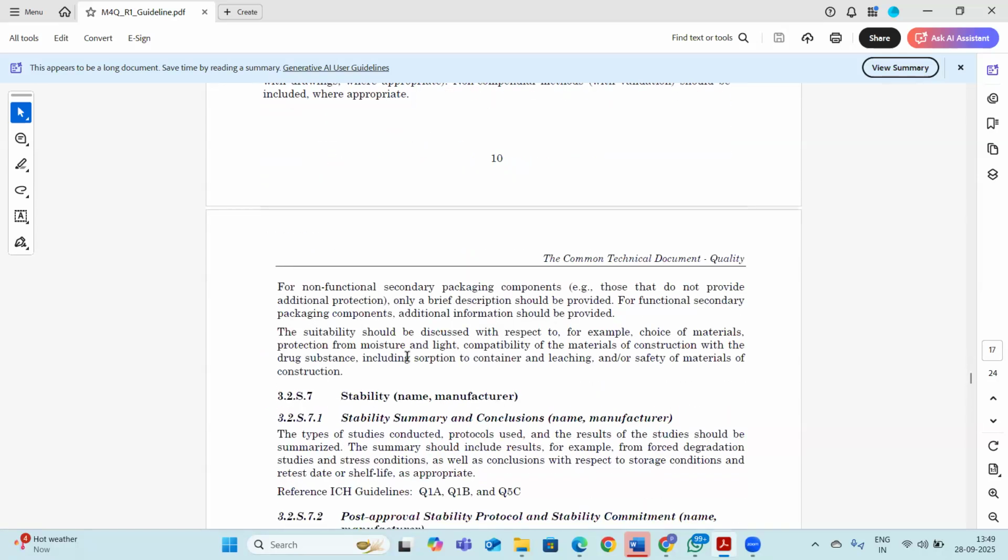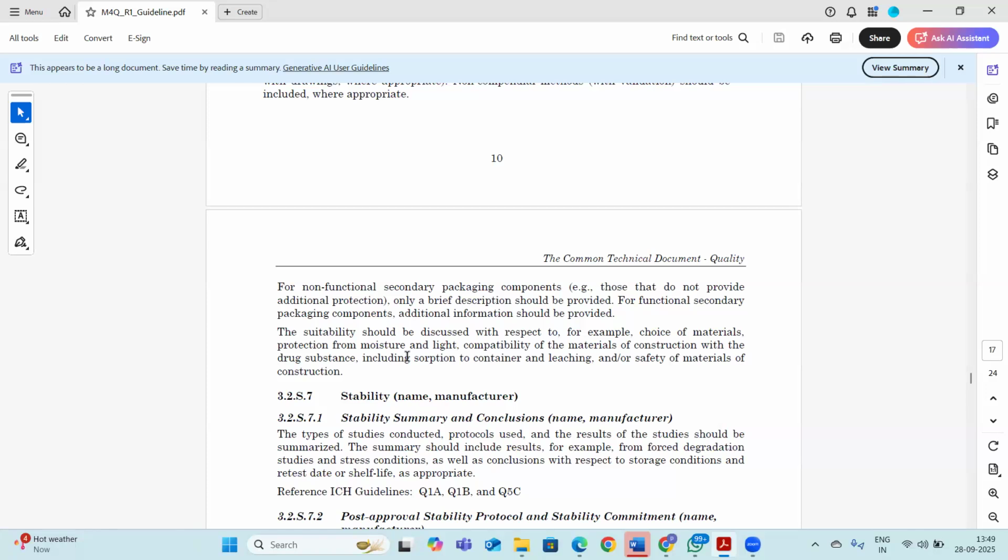For functional secondary packaging components that do not provide additional protection, only a brief description should be provided. And for functional secondary packaging components, additional information should be provided. The suitability should be discussed with respect to choice of material, protection from moisture, light, compatibility of the material of construction with the drug substance, including sorption to the container and leaching, or safety of the material of construction.